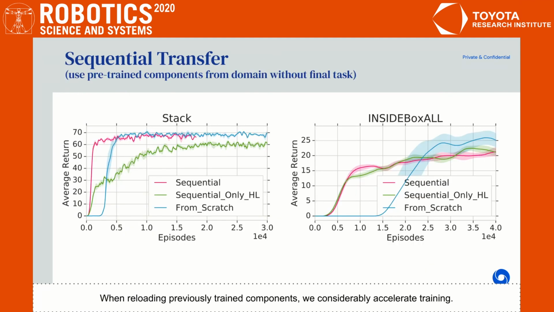As an additional application, we also show that RHPO is suitable for sequential transfer by using pre-trained mixture components. Reloading components and only training the high-level controller can significantly speed up training. In some domains, where the final task is not well covered with the previous task set, we can introduce a randomly initialized and trainable mixture component to learn any additionally required behavior.